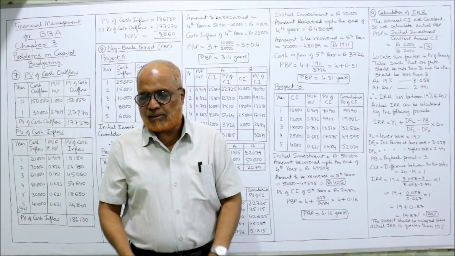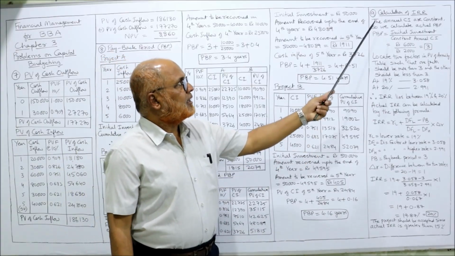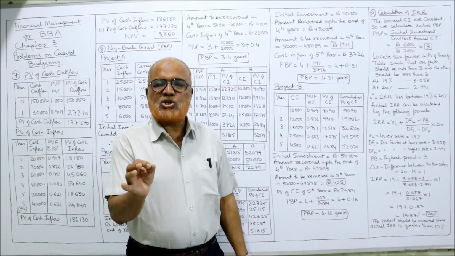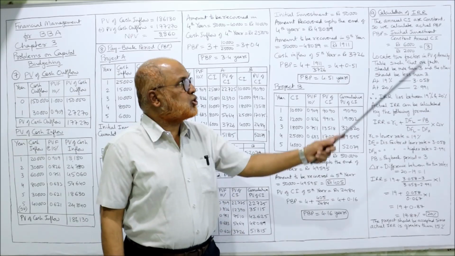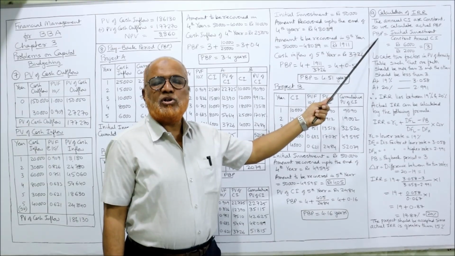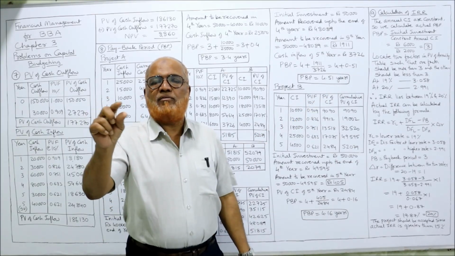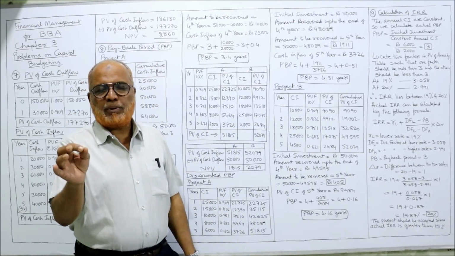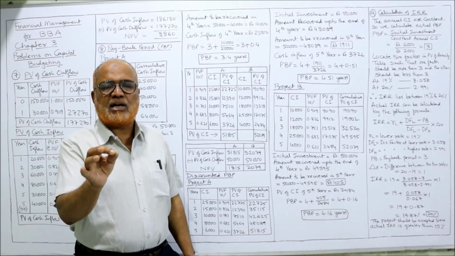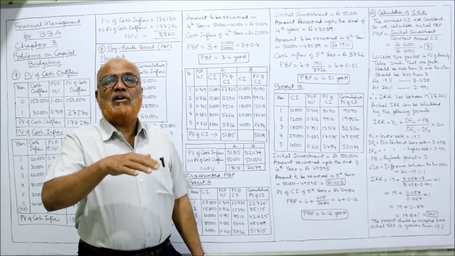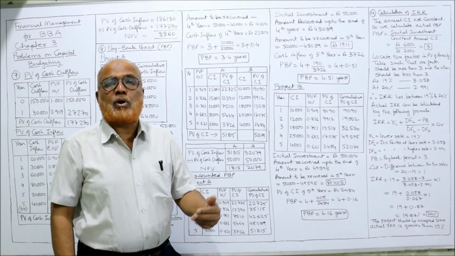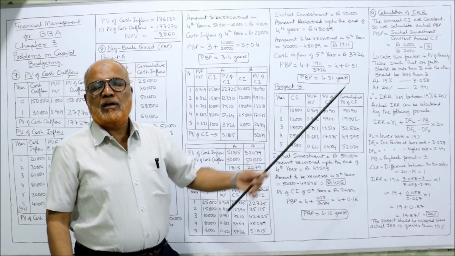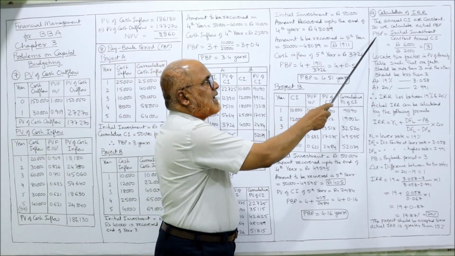How to calculate? First time, see the formula I am going to explain. Calculation of IRR: the annual cash inflows are constant. Whenever annual cash inflows are constant, calculate the actual PBP. PBP, what is the formula? Initial investment divided by constant annual cash inflow. So this actual PBP can be calculated only when the annual cash inflows are constant. If it is not constant, in the next problem I'll explain the procedure. But for the time being, remember, if the annual cash inflows are constant, actual PBP.